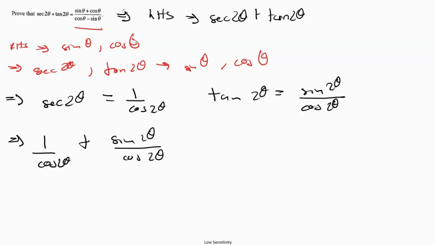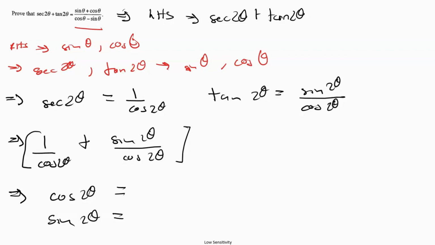So this is the first expression that we get here. But clearly we are not yet done, right? Because the right hand side is in terms of sine and cosine. And so that means we need to define what cos 2θ is and what sin 2θ is.